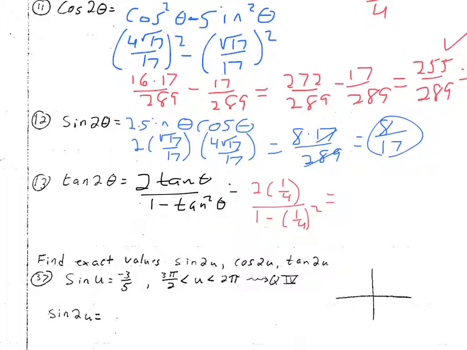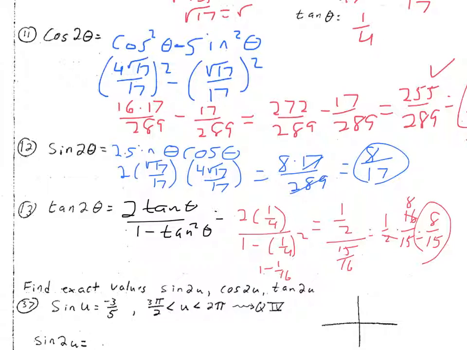Working it out, 2 times 1/4 on the top is going to be 1/2 over 1. The bottom is going to be 1 minus 1/16, and 1 minus 1/16 is going to be 15/16. I'm going to multiply by the reciprocal, so 1/2 times 16 over 15, cancel that down. I end up with 8 over 15 for my answer for the tangent.